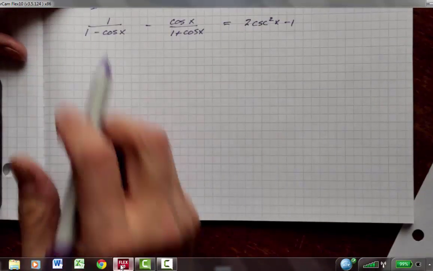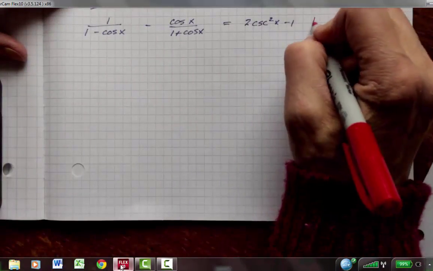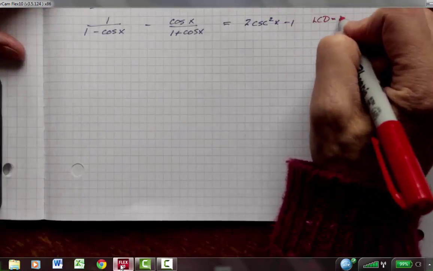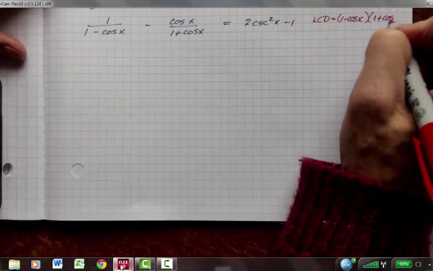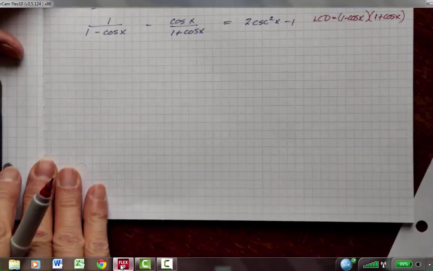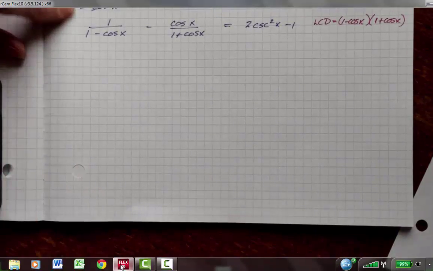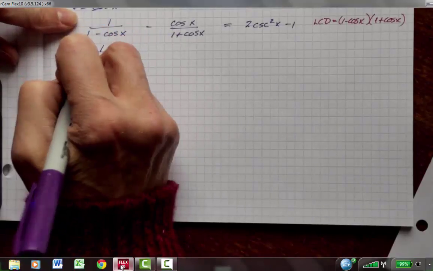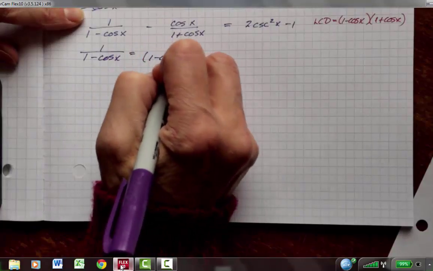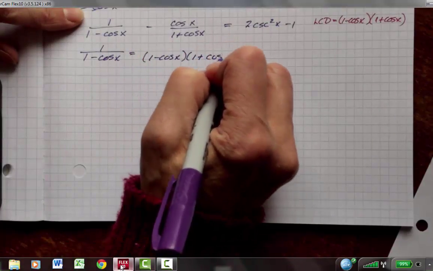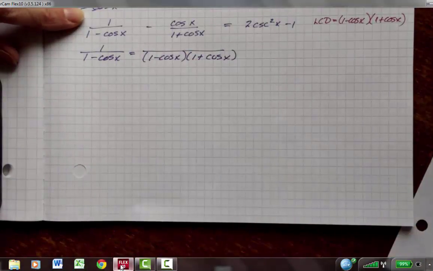In this identity, we want to again combine our fractions, and to combine the fractions we need to find an LCD. My LCD is going to be what I have in my denominators here, so 1 minus cosine x times 1 plus cosine x. So going ahead and making equivalent fractions for each of these fractions, I'm going to rewrite 1 over 1 minus cosine x with a new equivalent fraction where this is my denominator. So what did I have to do to this denominator to get to the new one? I had to multiply it by 1 plus cosine x.